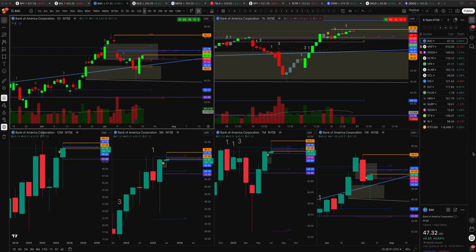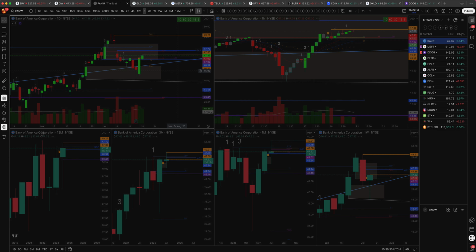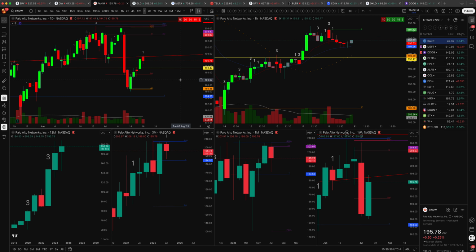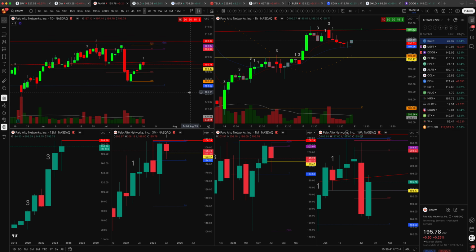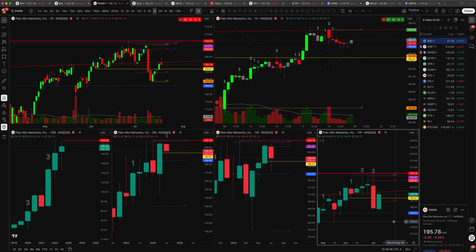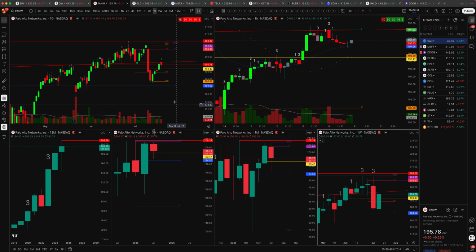On the 2-day chart, I was talking a little bit about that. The spreads on that thing are really bad. Yeah, PANW is tough to trade. What do you see on here? I think I see what you're seeing.